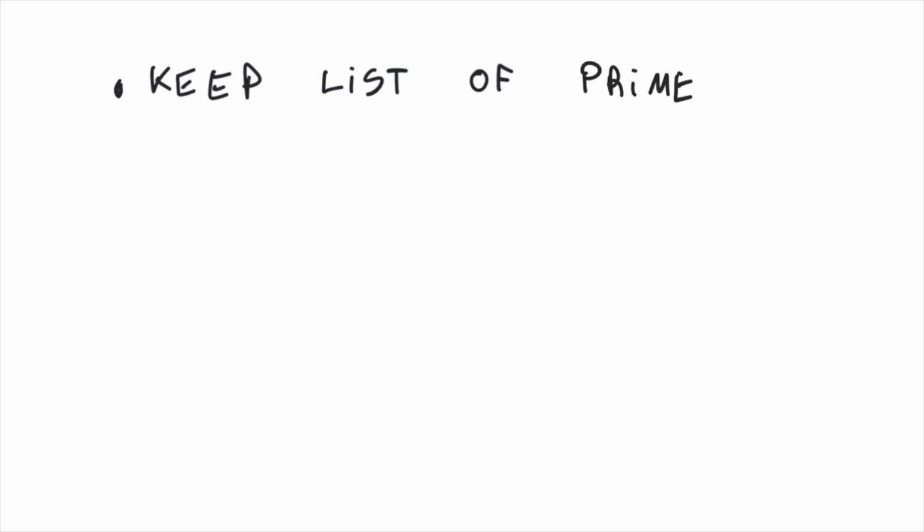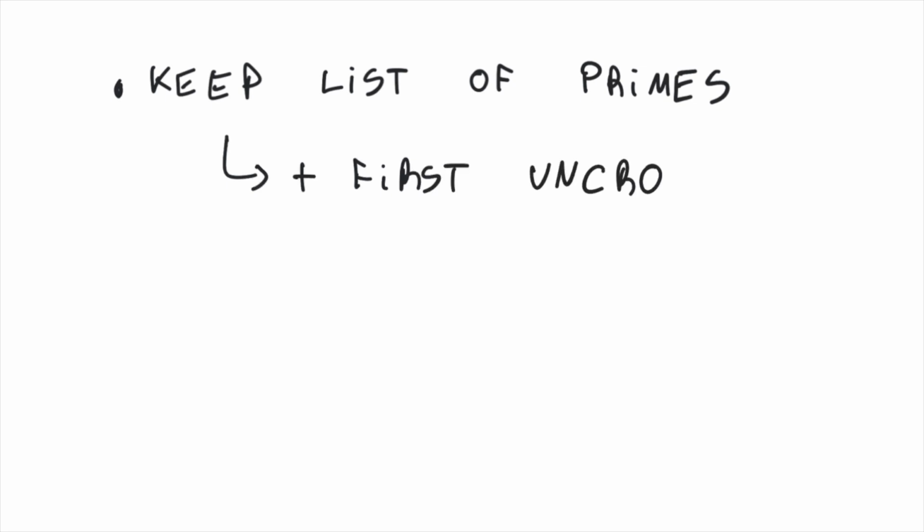So, like the naive algorithm, we want to keep a list of primes, right? Keep only the primes that we have found, but do not keep some memory for all the numbers. However, like on the sieve, we will also keep the first uncrossed multiple of each prime. So how do we proceed?